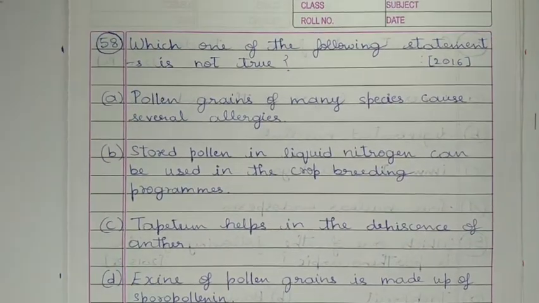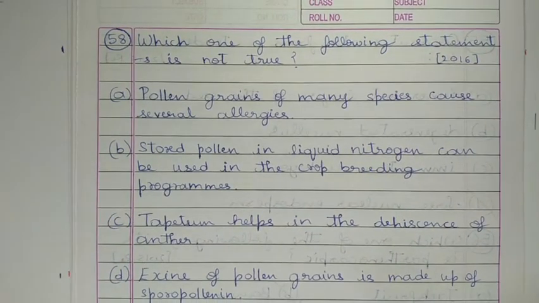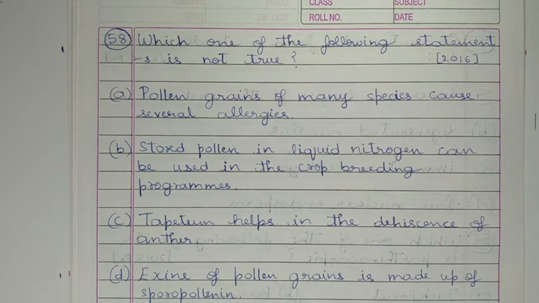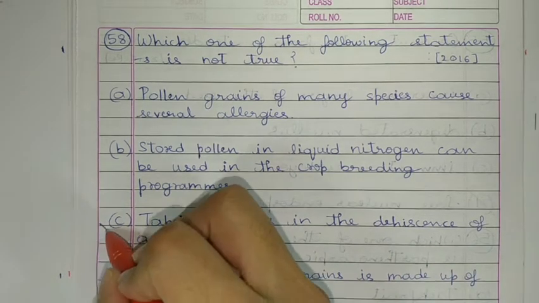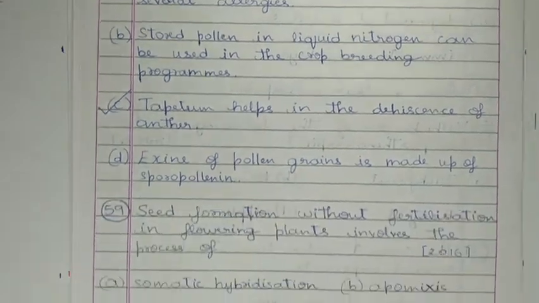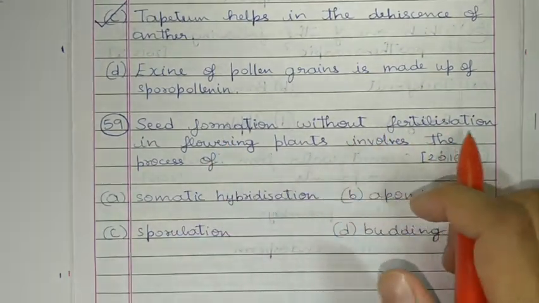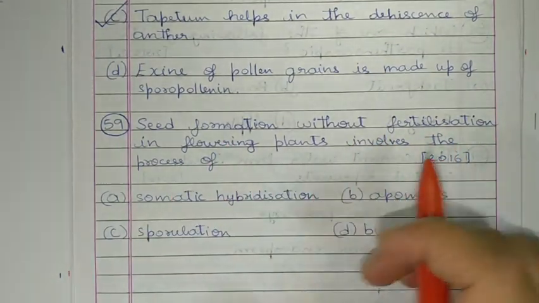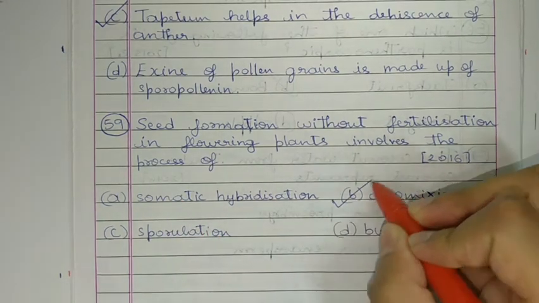58. Which one of the following statements is not true? Tapetum helps in the dehiscence of anther is not true. 59. Seed formation without fertilization in flowering plants involves the process of apomixis. Option B.